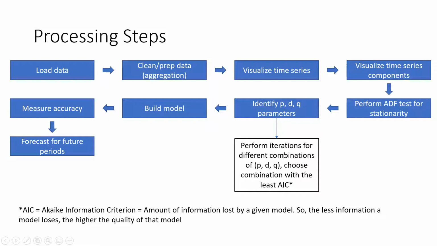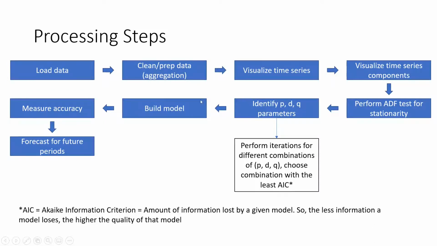So I told you we will perform different iterations, multiple iterations, right? For each of those iterations, we will see the AIC value, and we will take that particular combination which has the minimum AIC value, because that is the model which loses the minimum amount of information, based on what parameters you specify for P, D, and Q.